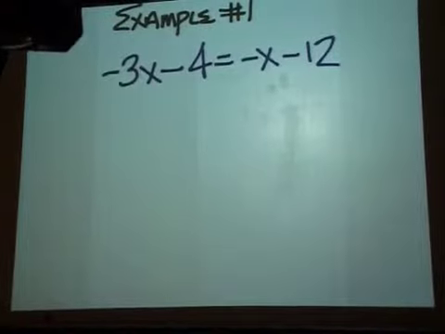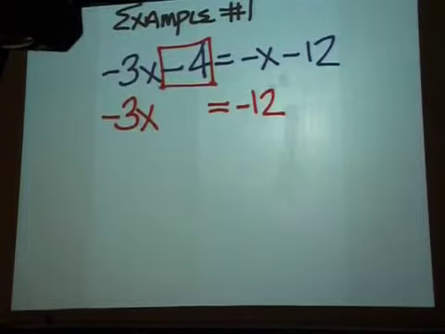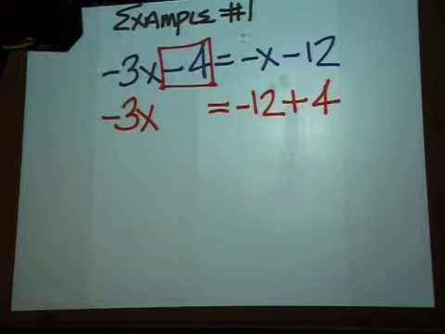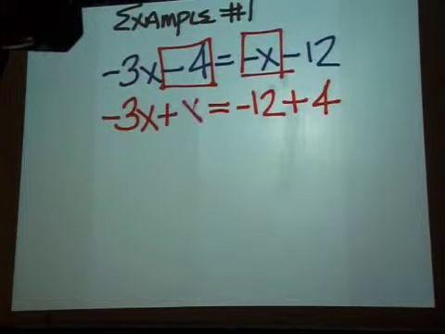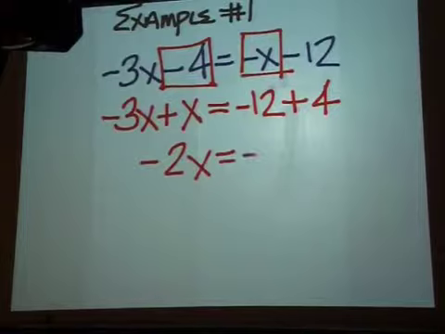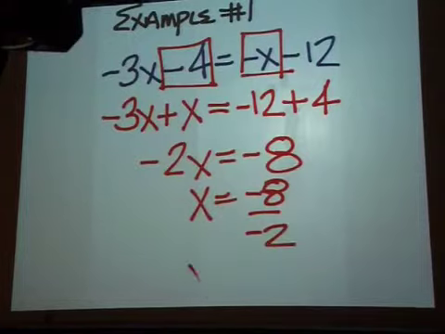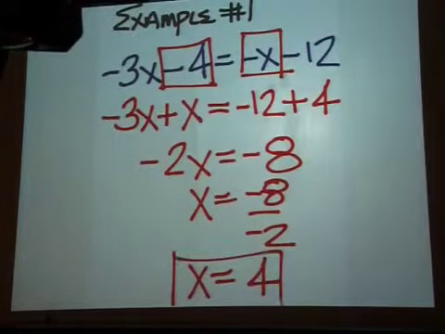Negative 3x minus 4 equals negative x minus 12. Keep your negative 3x on the left and the minus 12 on the right. Move this minus 4 over to the right side and make it plus 4. And then the negative x here, move it over to the left, make it plus x. So negative 3x plus x is negative 2x, and then negative 12 plus 4 is negative 8. Divide negative 8 by negative 2, and you come up with an answer of positive 4.